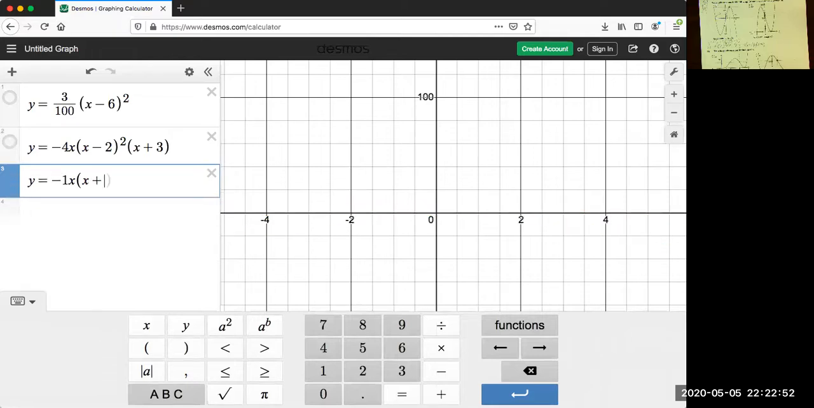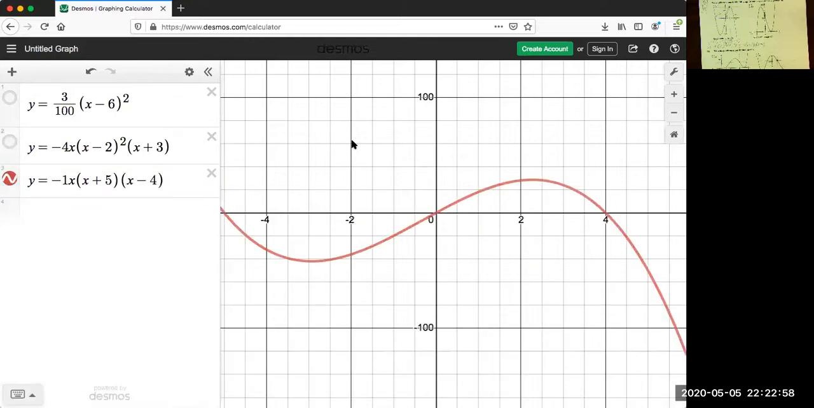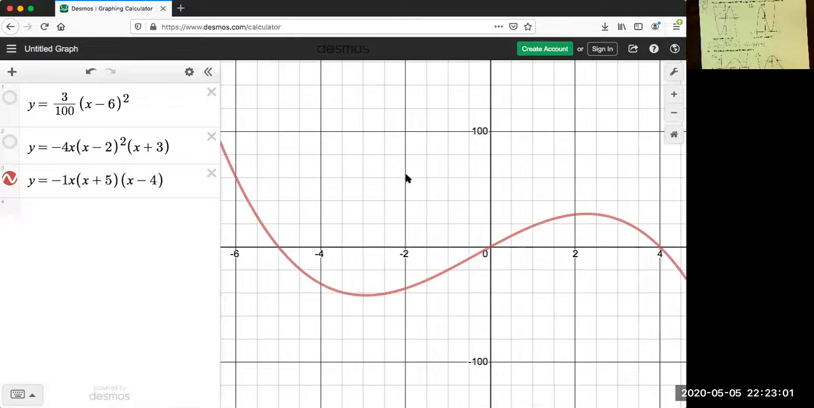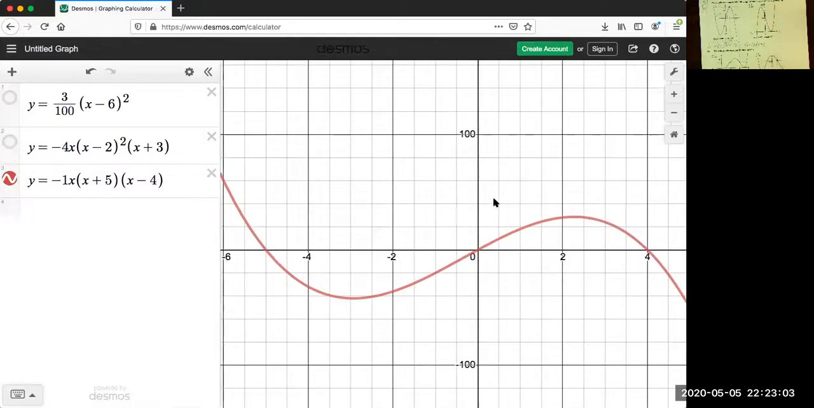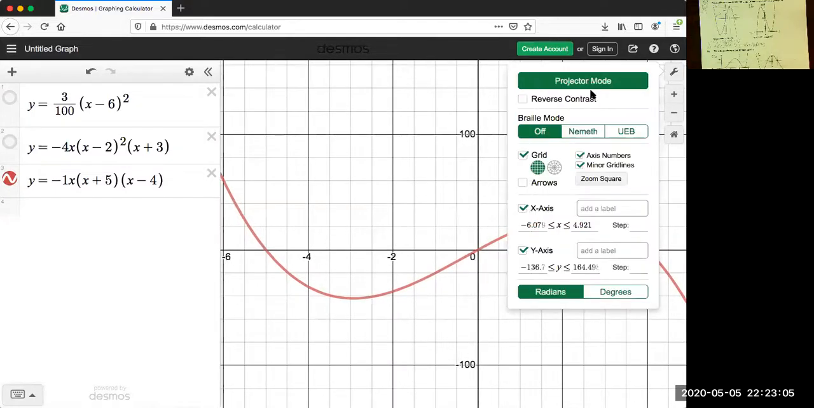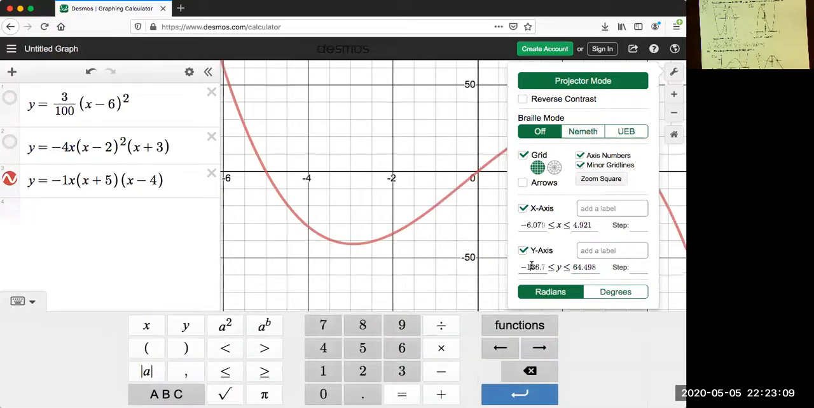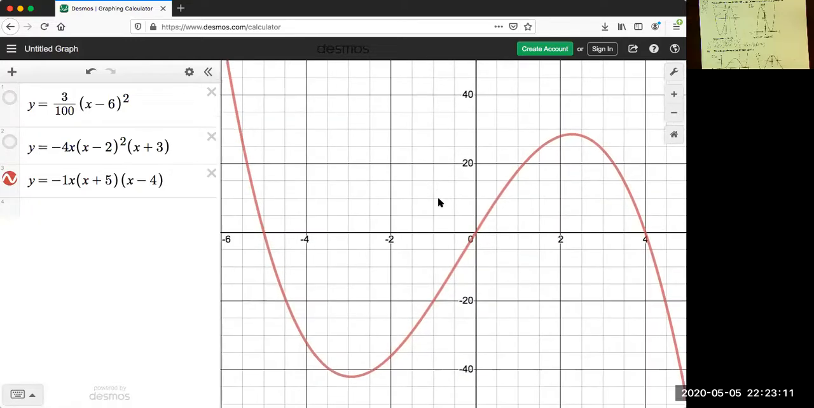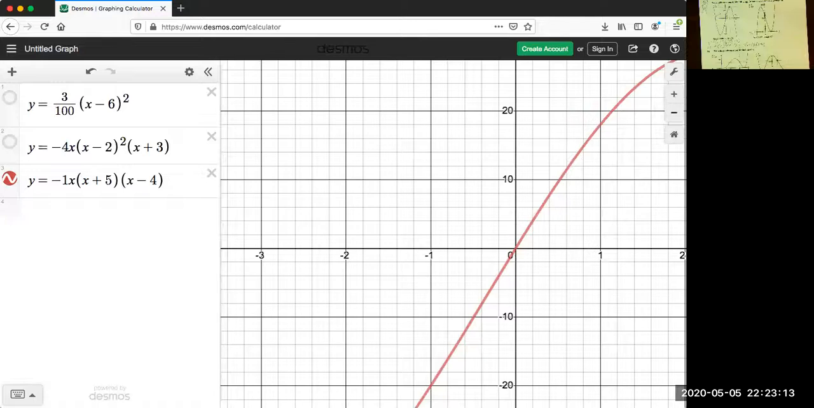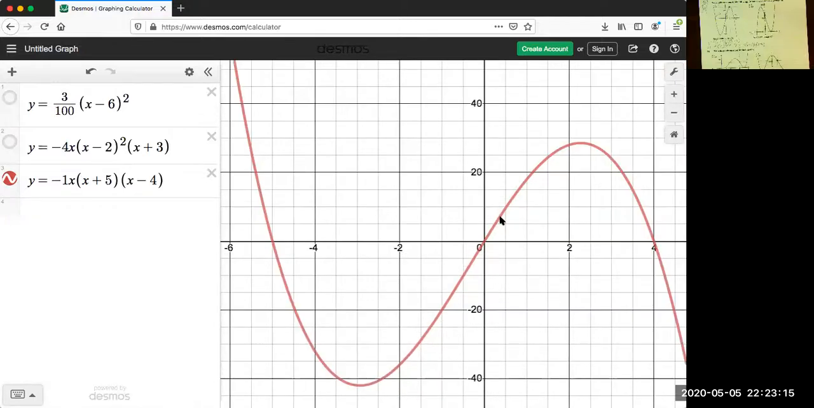x plus 5, x minus 4. I'm going to adjust these windows. It looks different only because it's different on the side, but it's the same stuff going on. Looks a bit more like what you have on your paper. 2 comma 28 when x is 2.